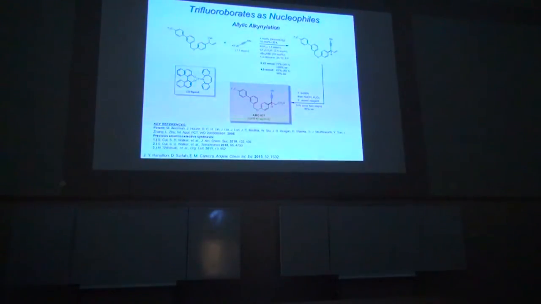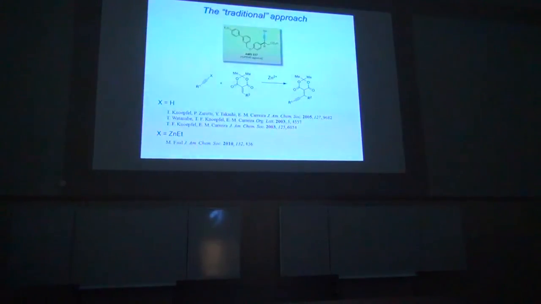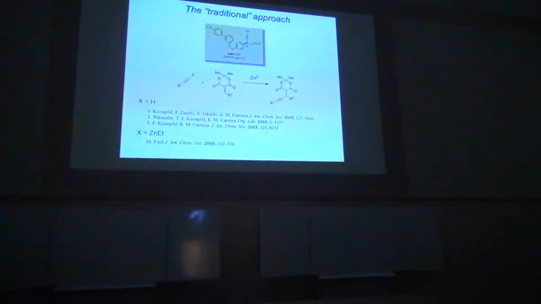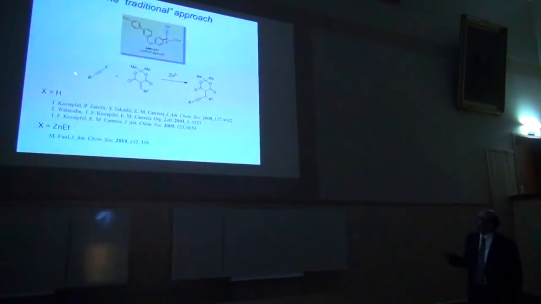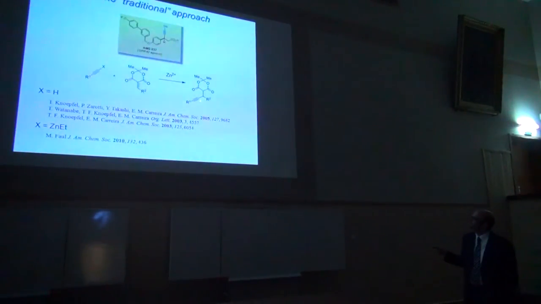And that's the way that it's been made. We've done it in our lab, as I summarize it on this slide. The idea that you take a Michael acceptor, in this case derived from Meldrum's acid, and an alkyne and carry out a conjugate addition reaction.